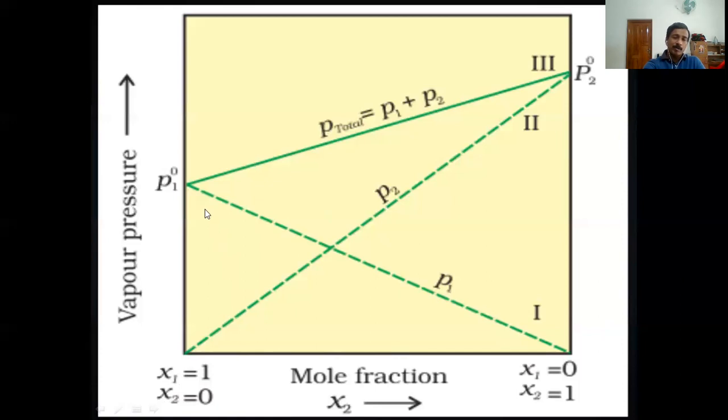And what is the total vapor pressure? That is changing from P10 to P20. That is also a straight line. P total is equal to P1 plus P2. This represents ideal solutions. So this graph is very important when you are asked to describe ideal solutions. You have to draw this graph with all the things given here.